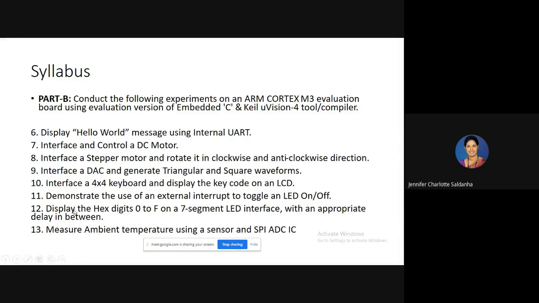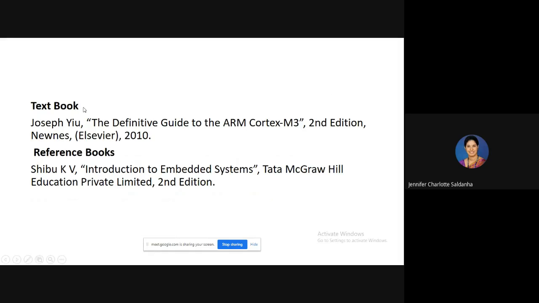So this is about the hardware experiments, mainly to explore embedded systems. Okay, so the textbook. You can refer to the textbook of Joseph Yu, The Definitive Guide to the ARM Cortex-M3. This is the textbook you have for your theory also, right? And for embedded systems, you can refer to Introduction to Embedded Systems, where you can study all the hardware components such as the stepper motor, DC motor, 7-segment display, and how these are interfaced with the microcontroller.